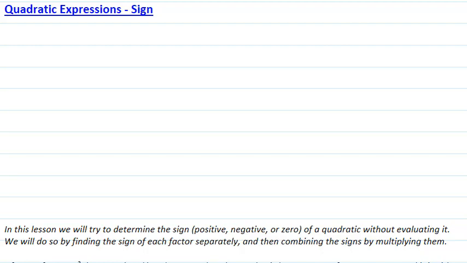In this lesson, we will try to determine the sign, positive, negative, or zero, of a quadratic without evaluating it. We will do so by finding the sign of each factor separately and then combining the signs by multiplying them.